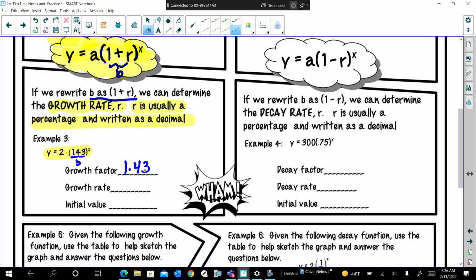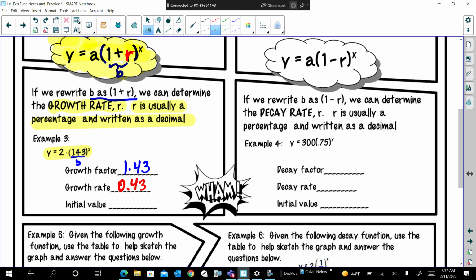Remember, the growth rate is the r. The r right here, the 1 plus it, right? 1 plus the rate. So if I have 1.43 inside the parentheses, what would be the r? Yeah, the 0.43. Because we're adding 1 to it, and right there, there's 1 plus, or 1.43. So what's inside the parentheses has already been added to the rate. The 1 has already been added to the rate. So if I want to find the rate, just subtract 1.